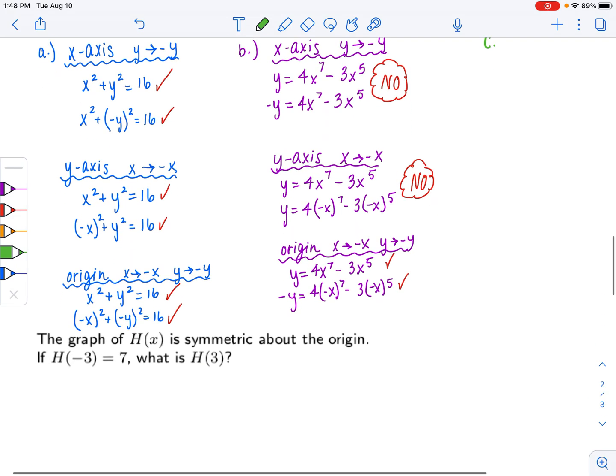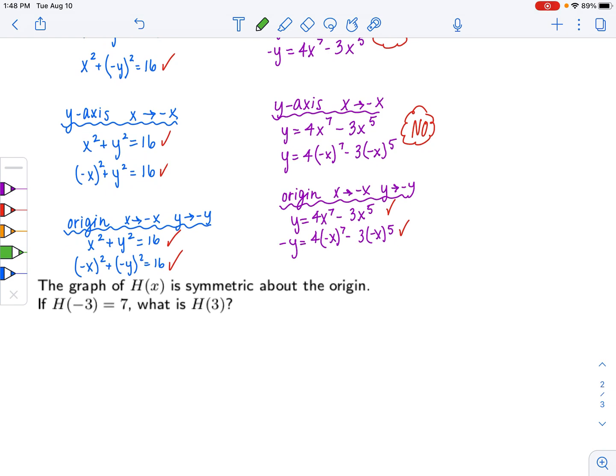Okay, last thing we got here. The graph of h is symmetric about the origin. Okay, this is important. Origin. If h of negative 3 is 7, what's h of 3? This is our input-output. So it's saying if I input negative 3, that's my x value, I get out 7. Input, output, x, y. Well, if I'm the origin, I even have it right here, origin, x's change and the y's change. So this would become the point positive 3, negative 7.